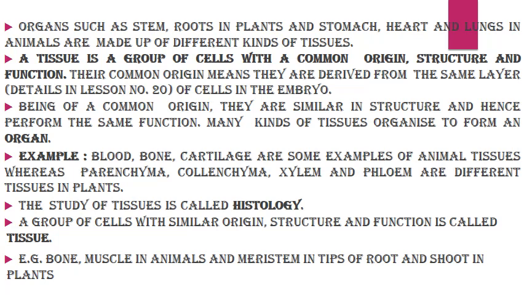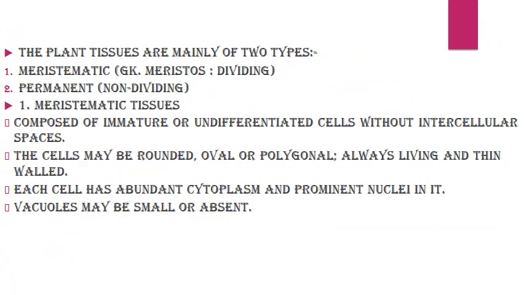A group of cells with similar origin, structure and function is called a tissue. Example, bone and muscles in animals, and meristem in tips of root and shoot in plants. The plant tissues are mainly of two types, meristematic and permanent. आप जानते हो जिस सेल के अंदर डिवाइड होने की पॉसिबिलिटी है दैट इज कॉल्ड मेरिस्टेमेटिक टिश्यू, और जो सेल डिवाइड नहीं होगी वो आती है परमानेंट टिश्यू में, एंड ग्रुप ऑफ सेल्स इज नोन एज टिश्यू.